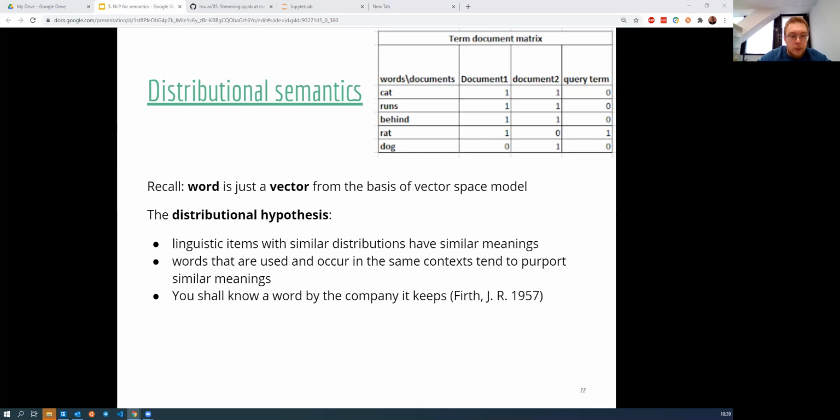And the short form is the last one, provided by John Firth, who said that you should know a word by its friends.